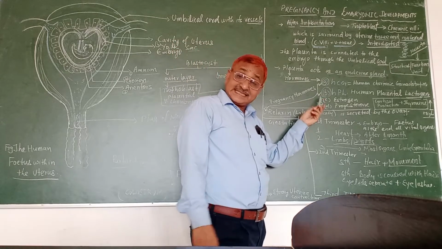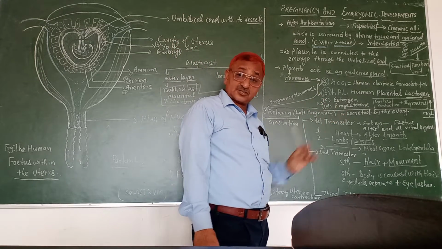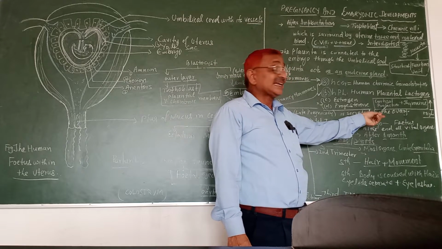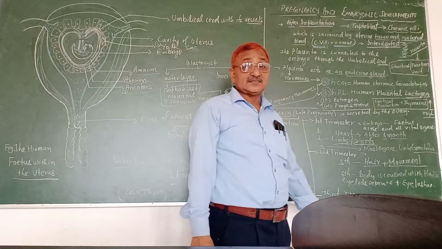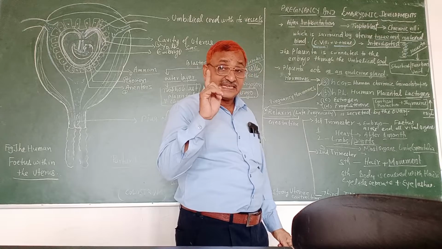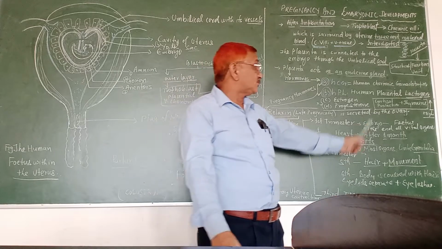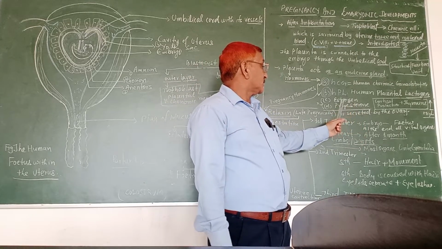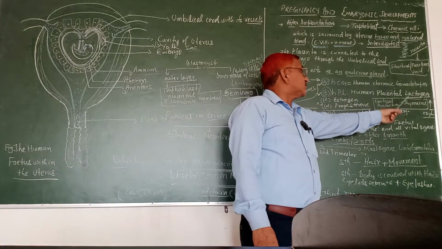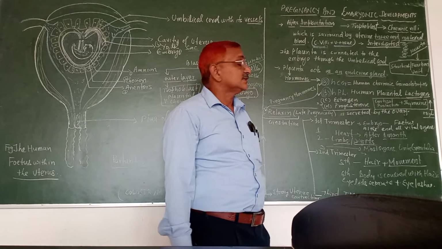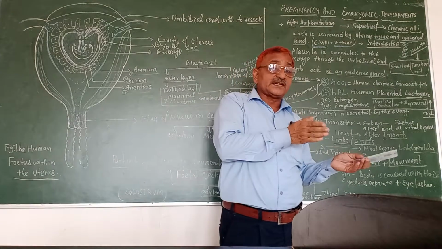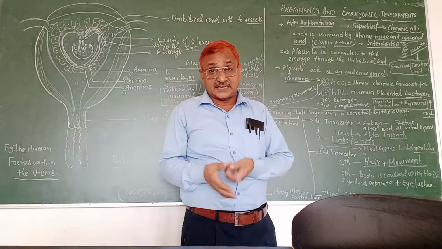Besides that, it may secrete some estrogen and progesterone, as well as cortisol and prolactin. These are also hormones secreted by the placenta. Thyroxine level, remember, during pregnancy, these hormones, the progesterone, cortisol, prolactin, thyroxine, HCG and HPL, their levels are higher. This is the difference between the non-pregnancy period and the pregnancy period. A question may be directly asked.